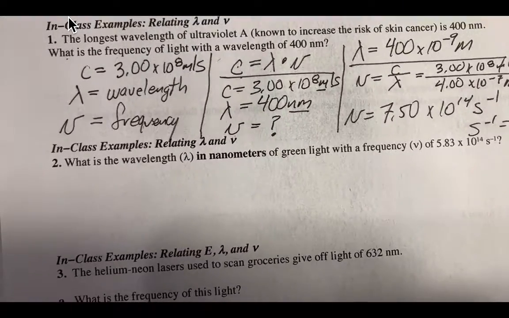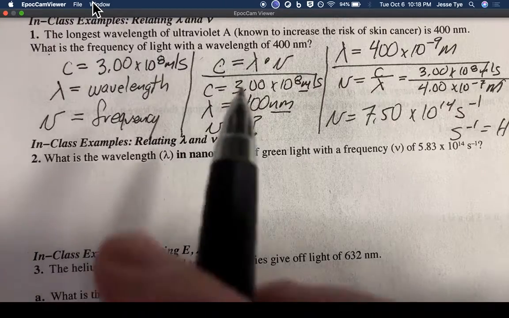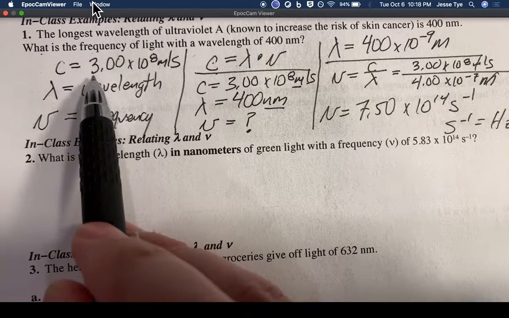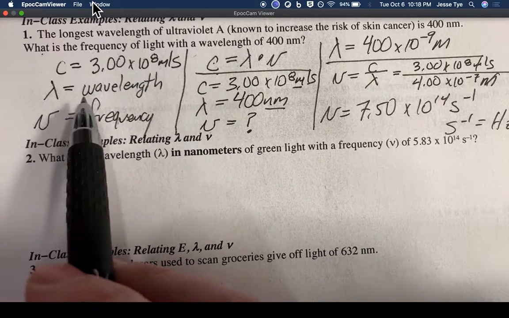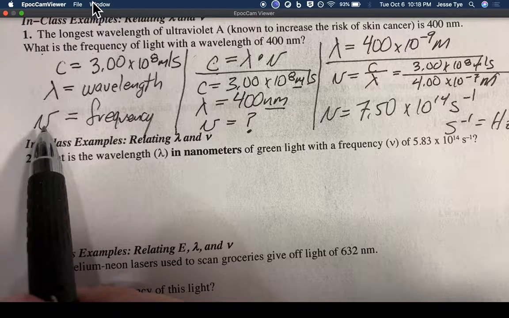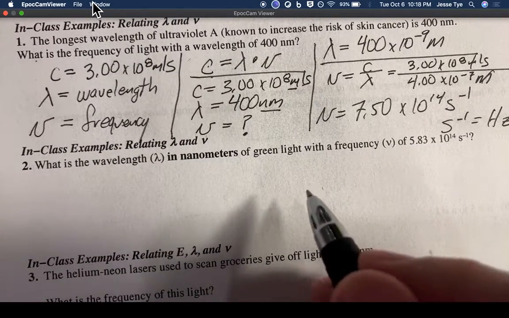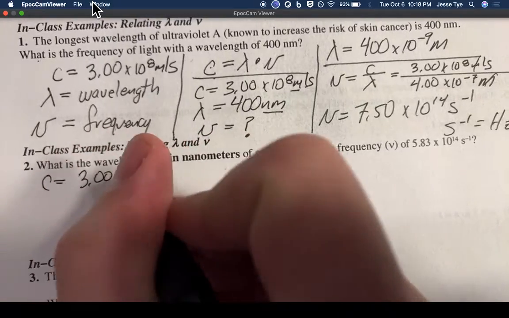All right, for number two here, and I'll talk about a little bit of number one for just a second again. So we have c, which is the speed of light, 3.00 times 10 to the eighth meters per second. Lambda is wavelength for a particular light, and nu, which is a Greek letter N but looks like a cursive V, is frequency. And so in this case, let's see what we need to do.